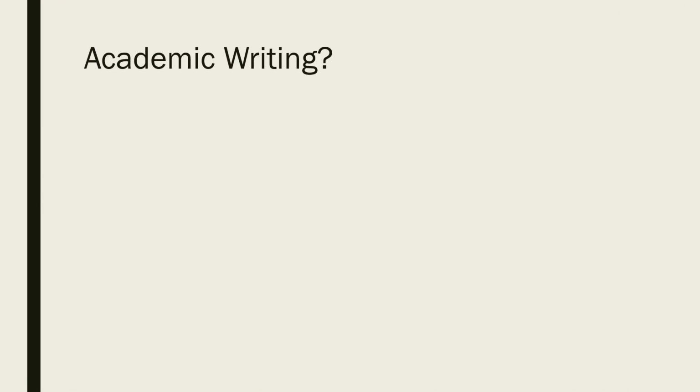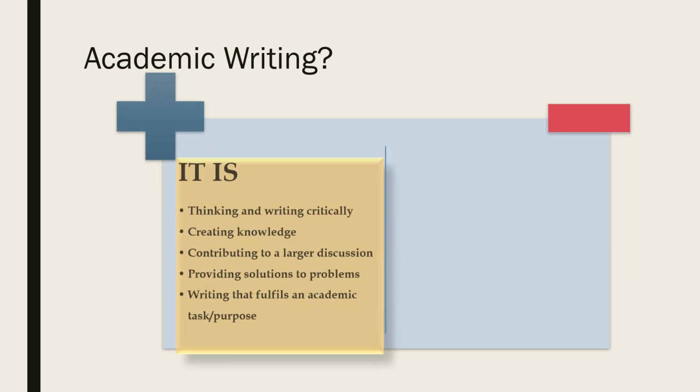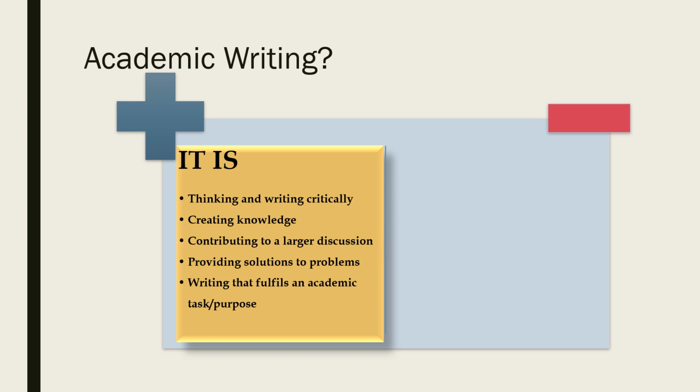Let us look at what academic writing is and what it is not. Though your individual style may vary, academic writing generally is thinking and writing critically, creating knowledge, or adding to existing knowledge, contributing to a larger discussion, and providing solutions to problems in your local contexts and internationally. And it is writing that fulfills an academic purpose.